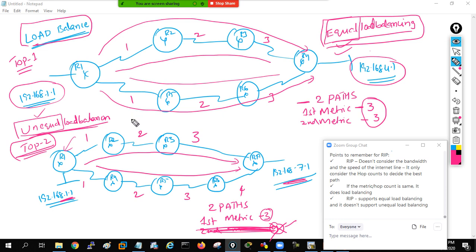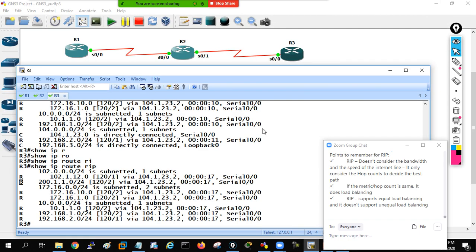Yeah, that's correct. It is going to do the load balancing, only equal load balancing. If the metric, or hop count, is the same, then only it's going to do the load balancing. It's not going to support unequal load balancing. That's correct. So far, any doubts, guys? Everybody is clear? Any doubts so far?